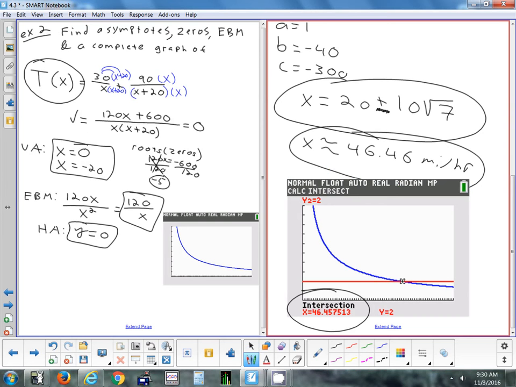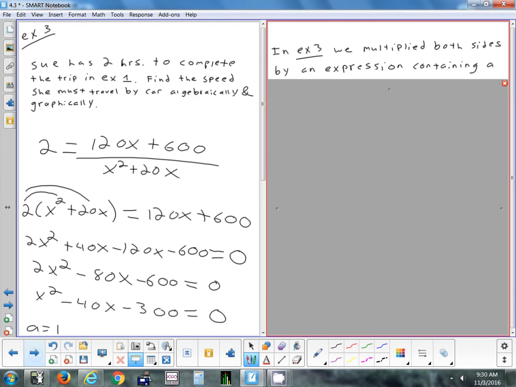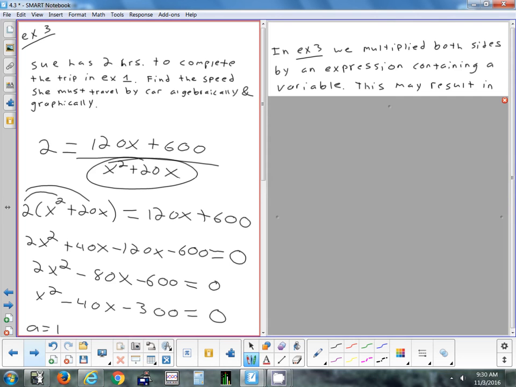All right, so notice what happened there. We got this second answer that didn't really make sense in our problem. Okay, and the reason why we got that is because we multiplied both sides by a variable. Okay, that was our very first step. We multiplied both sides by x squared plus 20x. Okay?